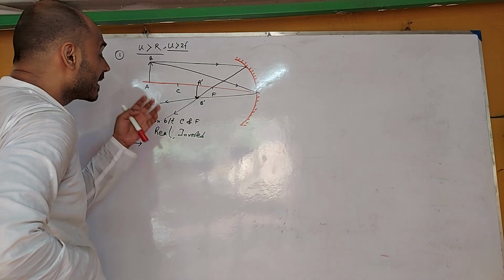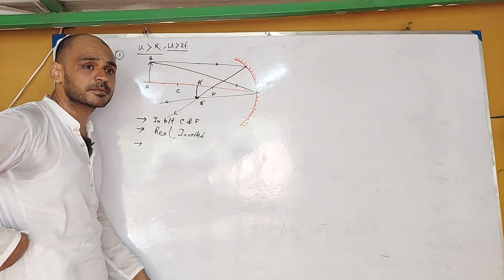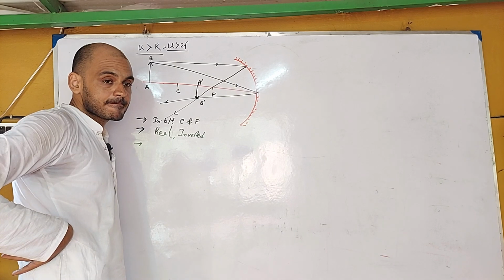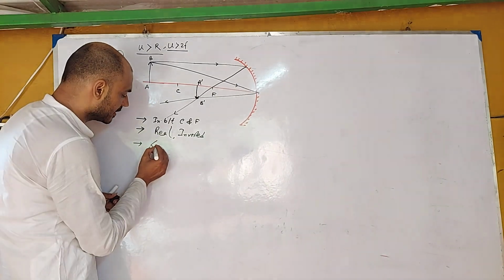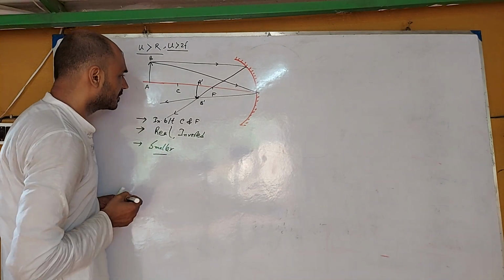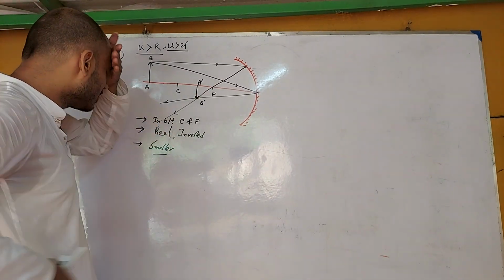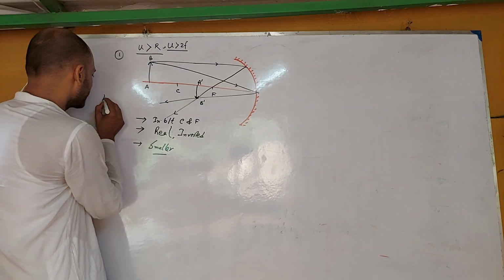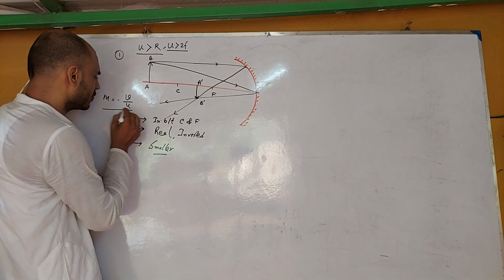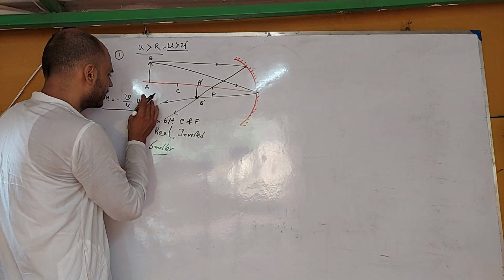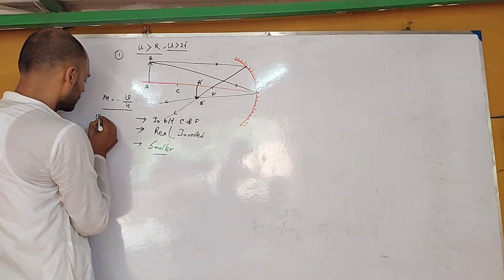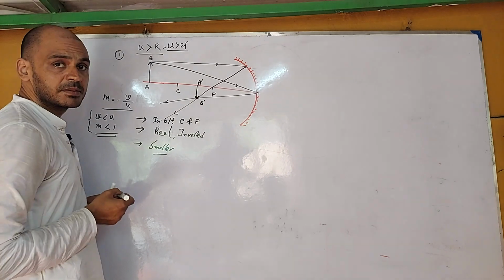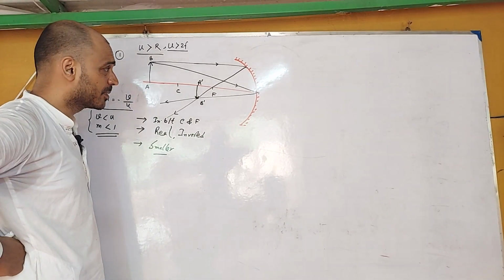And what is the magnification of the image? It should be diminished or smaller, because here V is less than U, and we know the relation, magnification M is equal to minus V by U. Then if V is less than U, we can write that M is less than 1. So this is a smaller type of image. Okay.